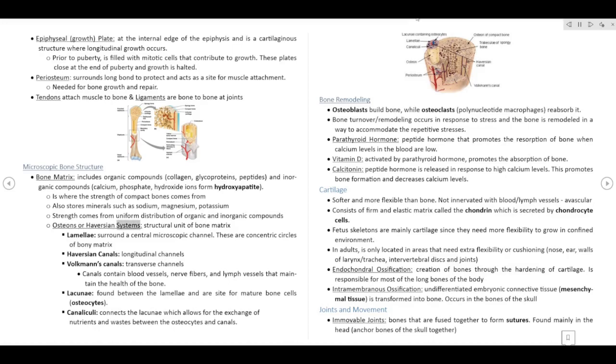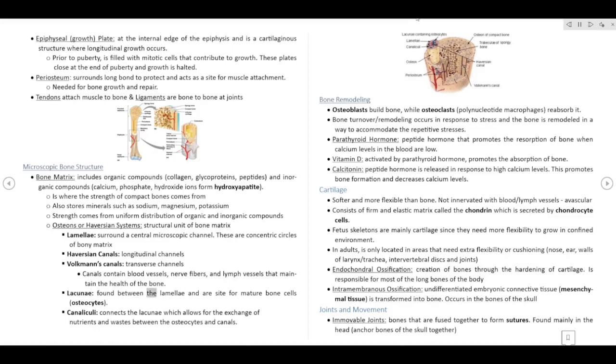Osteons or Haversian systems are the structural unit of bone matrix. Lamellae surround a central microscopic channel. These are concentric circles of bony matrix. Haversian canals are longitudinal channels. Volkmann's canals are transverse channels. Canals contain blood vessels, nerve fibers, and lymph vessels that maintain the health of the bone.